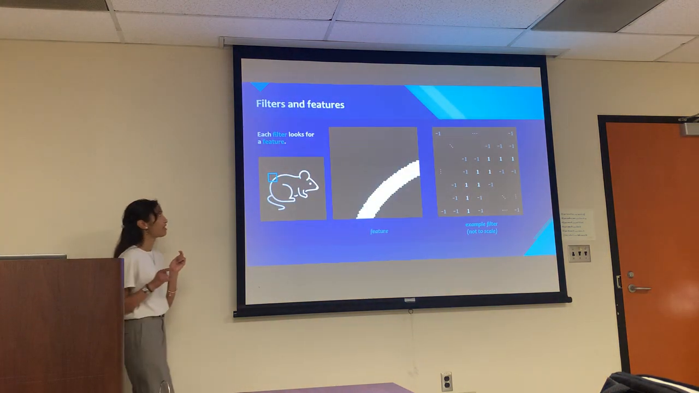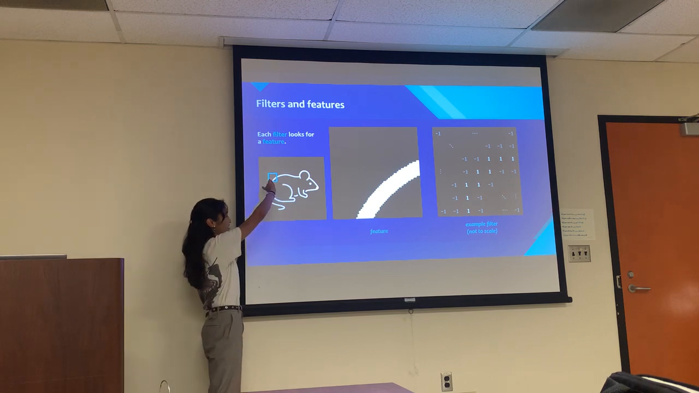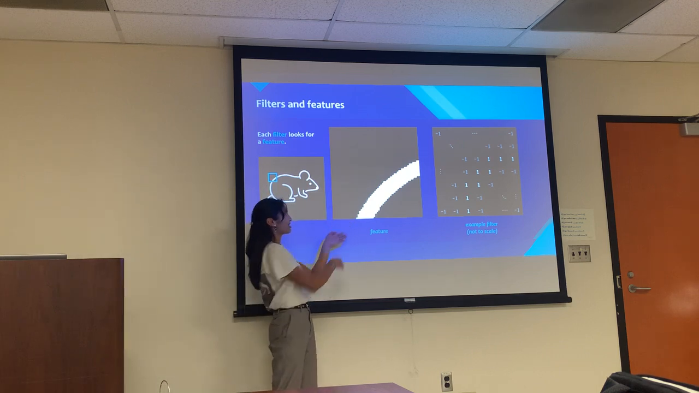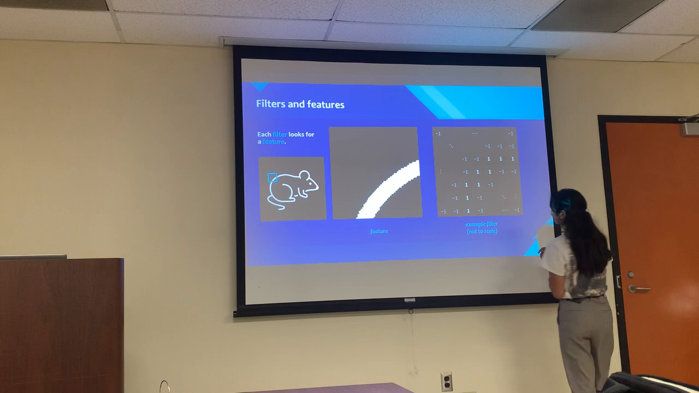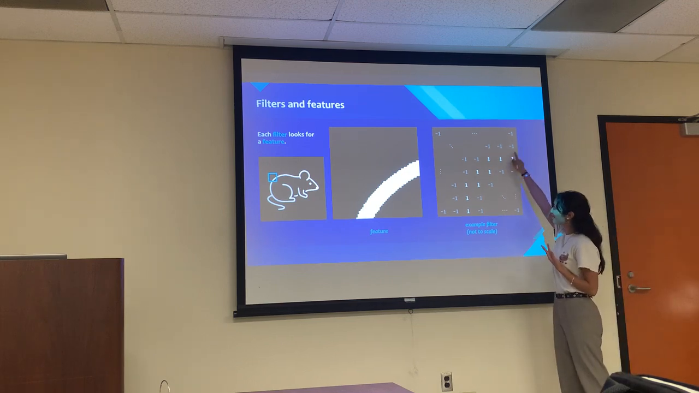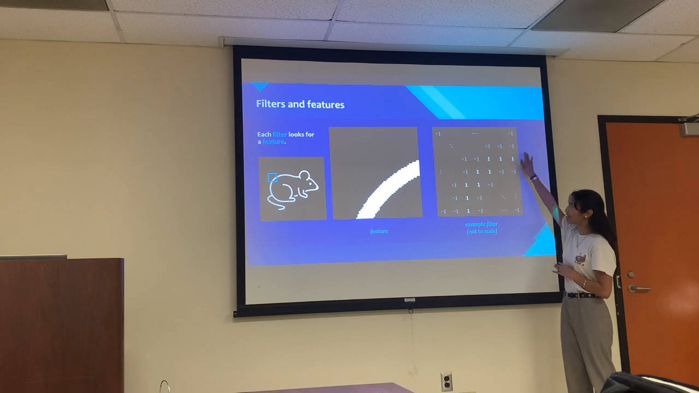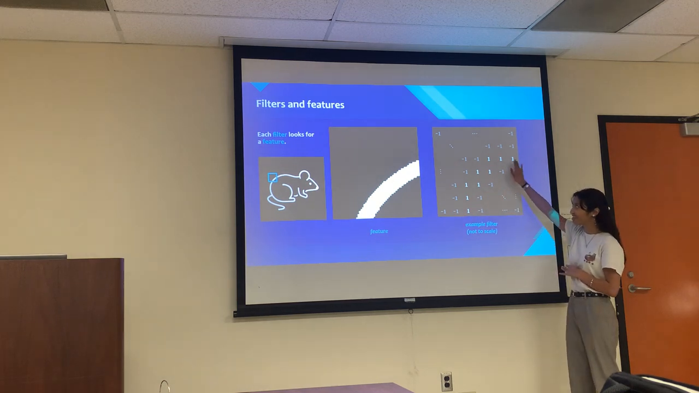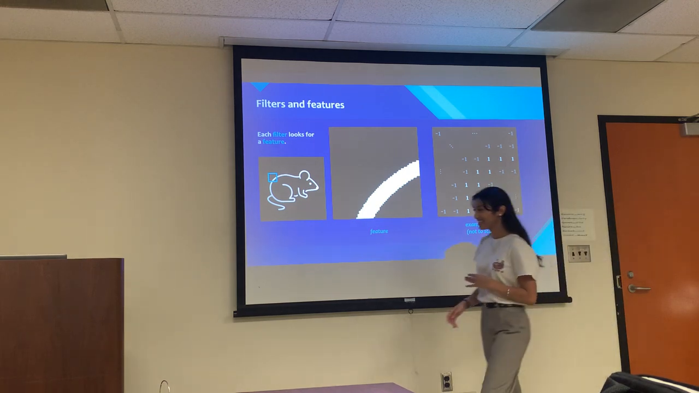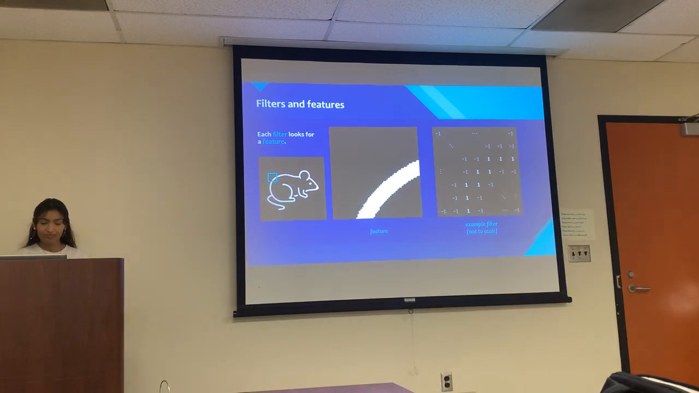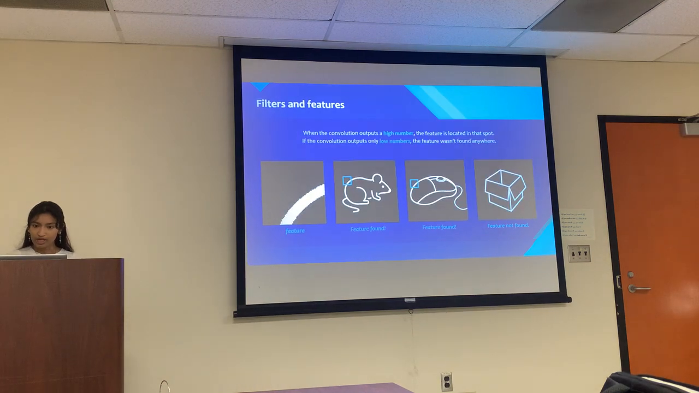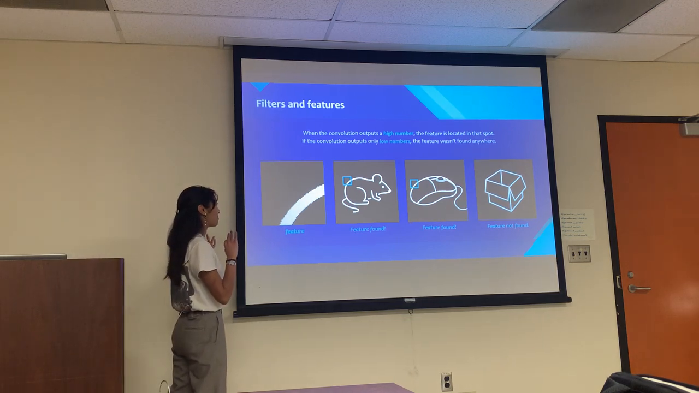For example, if you have a feature like the curve of a mouse, let's look at this curve of a mouse. This would be the feature, this is the curve. If you look at it in terms of ones, you have ones here and negative ones there. So if you were to multiply it, you'd have positive values where it matches this particular shape. If it matches, you'll get a high number, and if it does not match, you'll get a low number.